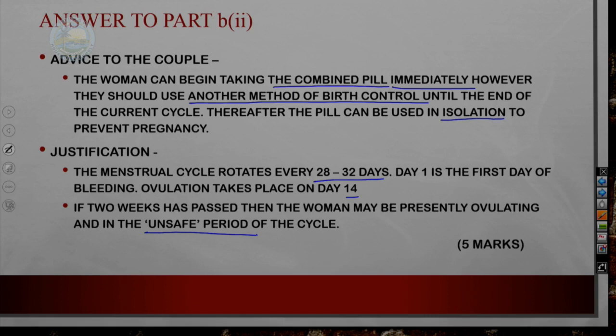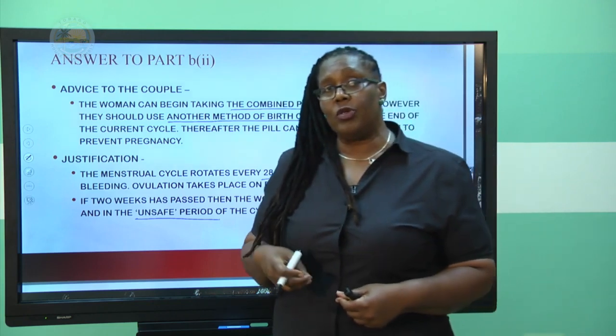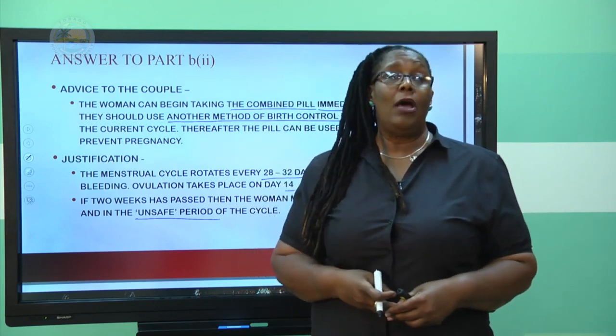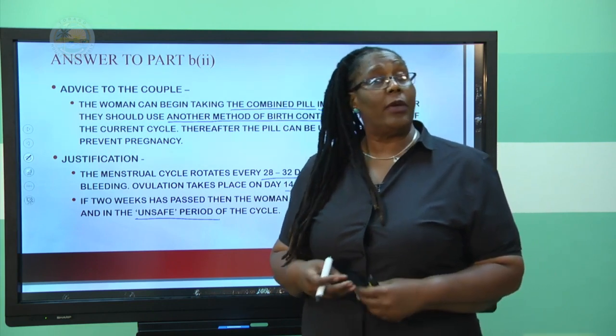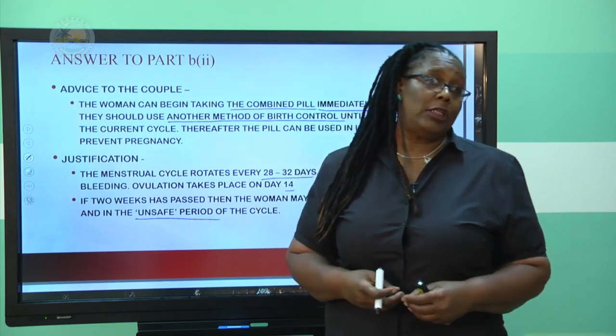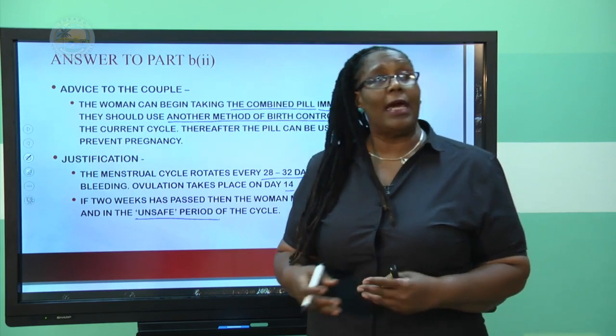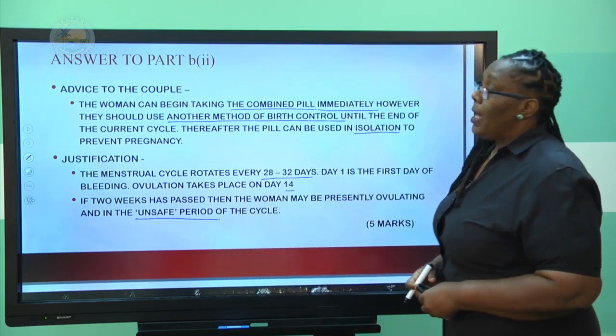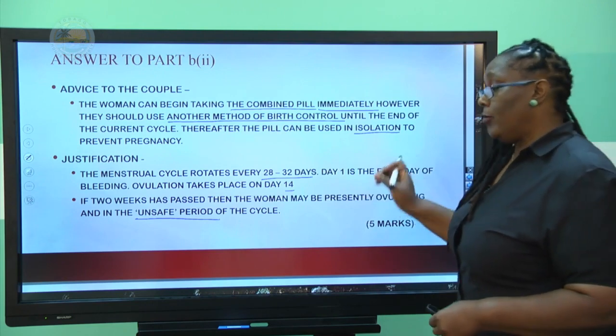So what she should do, she should start to take the pill so that it begins to prepare her body, but she should also use another form of contraceptive in conjunction with taking the pill until she reaches back to day 1. Then she only needs to take the pill in isolation. She doesn't have to take the other form. And so that is for not getting pregnant.